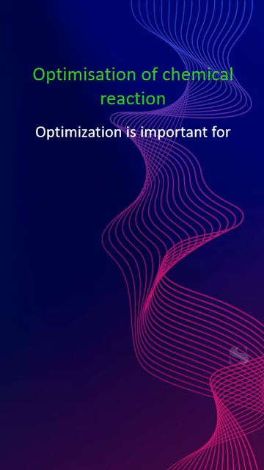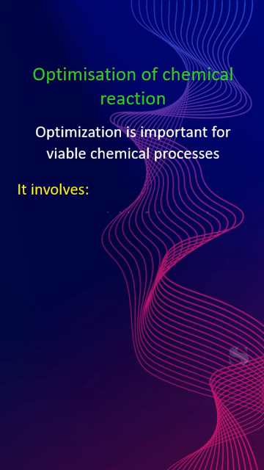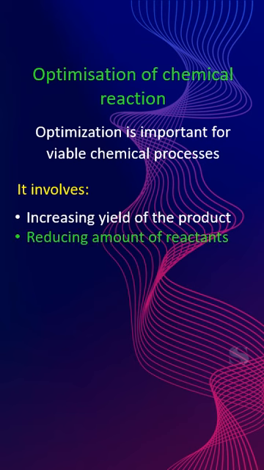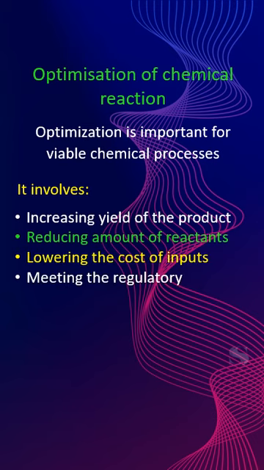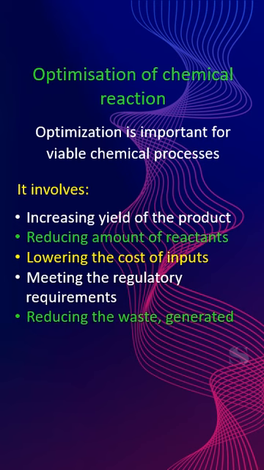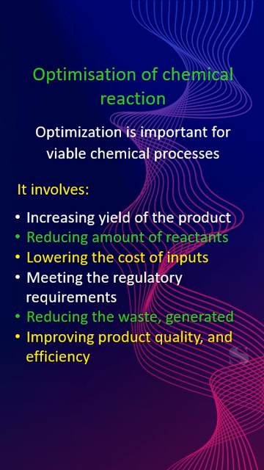Chemical reactions are optimized for viable chemical production processes by increasing the yield of the desired product, reducing the amount of reactants needed, thereby lowering the cost of raw materials and other inputs like catalysts, energy for raising or lowering temperature and pressure, etc., meeting the regulatory requirements for safety, quality, and environmental impact. Reducing the amount of waste generated is also a goal. Improving product quality and process efficiency, etc.